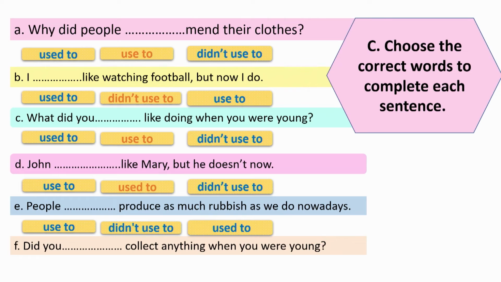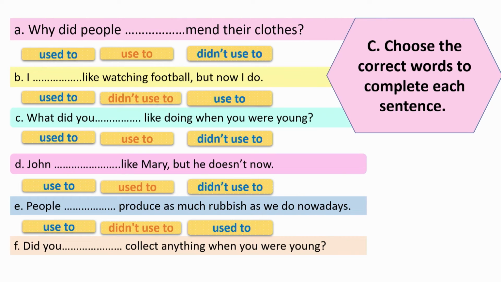Okay, we produce a lot of rubbish today, right? So in the past, did we produce such rubbish? No, we didn't. So we have to say negative here and use the negative one. Didn't used to produce. We didn't do that as much rubbish as we do now.